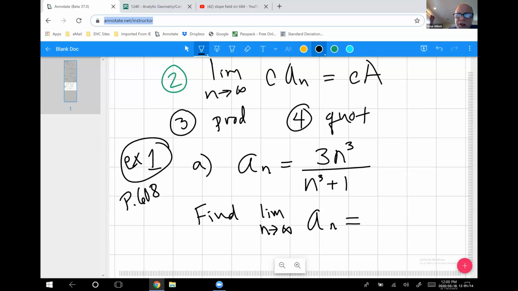So the first thing is that we could imagine ignoring the 3, because in the limit laws that we just looked at, one of them is that you can pull out a constant. So let's say I just played with this right on the screen here a little bit. So this constant, you can imagine just ignoring it. Or you could think of it that we're going to take 3 times the limit as n tends to infinity of n cubed over n cubed plus 1.